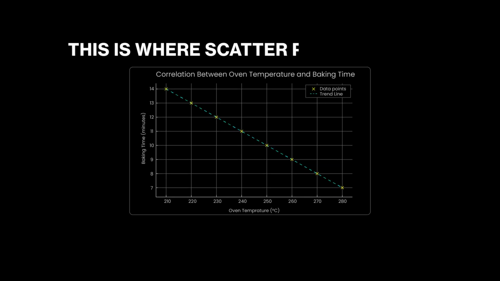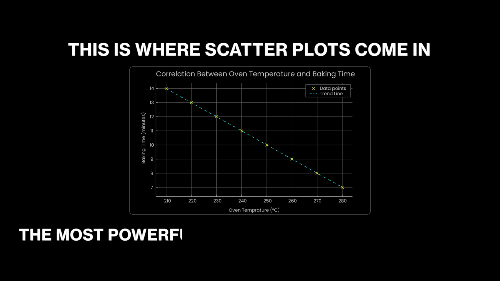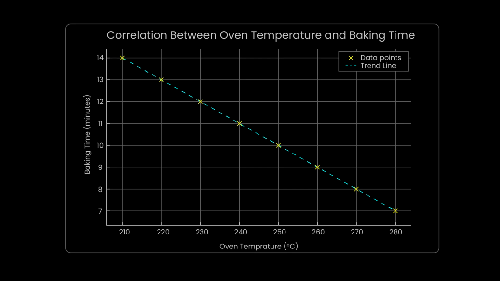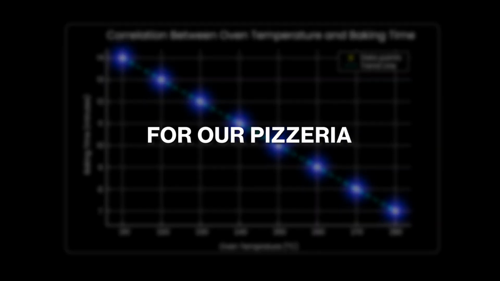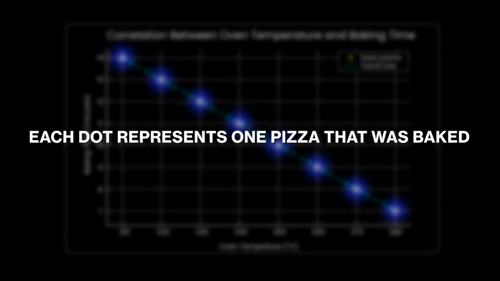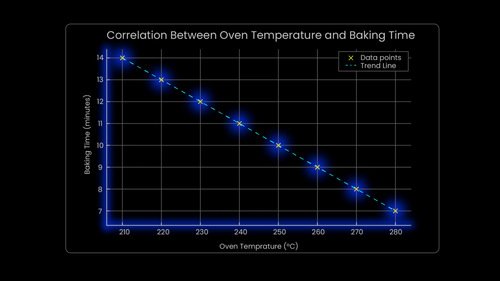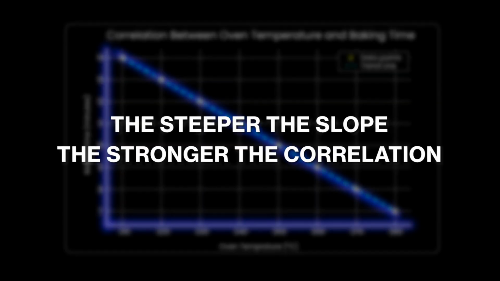This is where scatter plots come in, the most powerful way to visualize correlation. What is a scatter plot? A scatter plot is a graph where each dot represents a pair of values. For our pizzeria, each dot represents one pizza that was baked. The horizontal position, x-axis, shows the oven temperature. The vertical position, y-axis, shows how long it took to bake. When you add a trend line, or line of best fit, through these points, you instantly see the relationship pattern. The steeper the slope, the stronger the correlation.